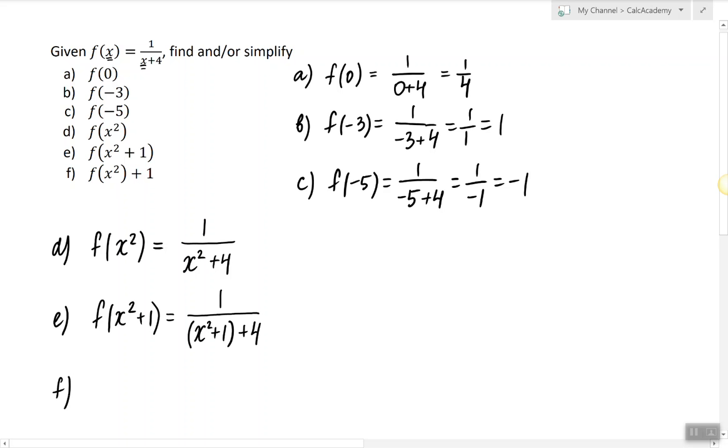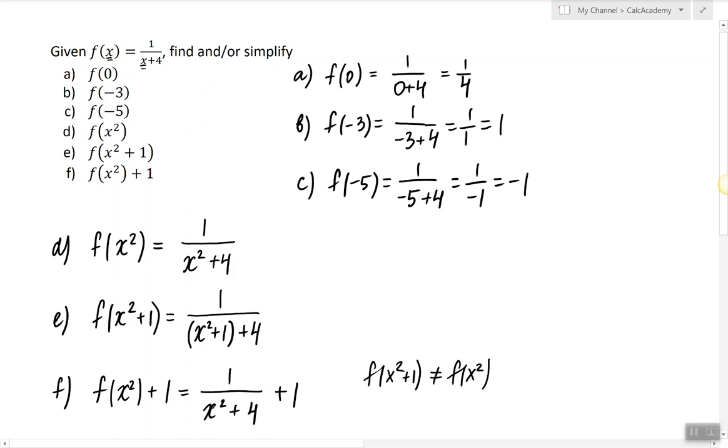In part F, we are asked to write this new expression, part of which is written in function notation. So first, I have to find f of x squared, which we already did, and then I add 1. So the point of this exercise is just to show you that f of x squared plus 1 is not the same as f of x squared, plus 1. And to see the differences, you just have to understand the function notation.